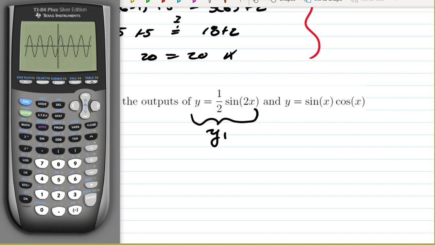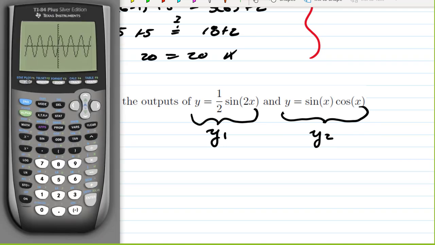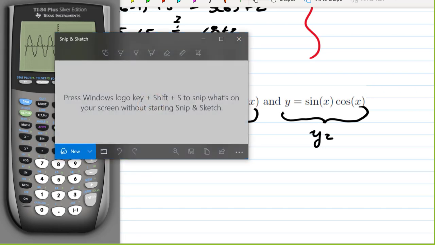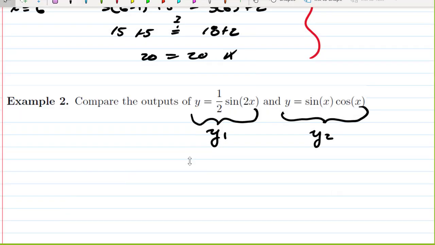Let's graph this second equation as y2. I go y equals, and I'm going to graph sine x cosine x. I press graph again, and when I do, I can't tell the two graphs apart. In fact, it looks like there is only one graph present. So let's keep investigating.